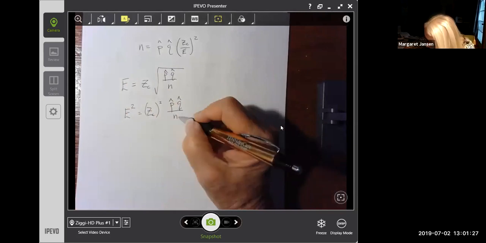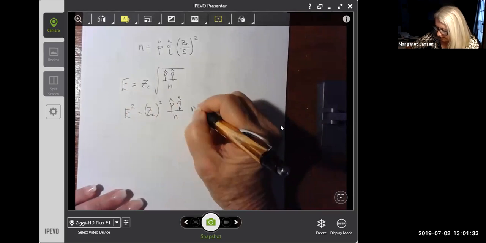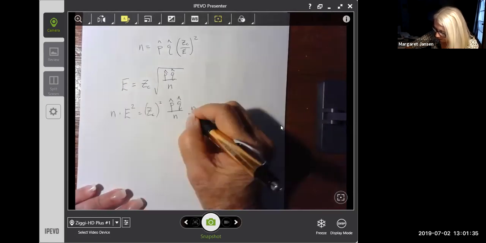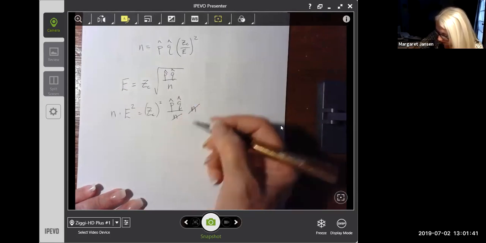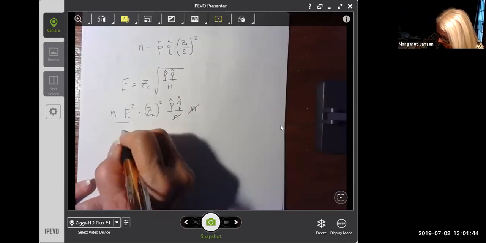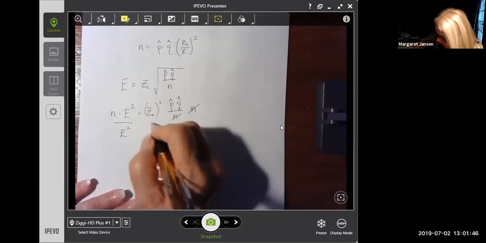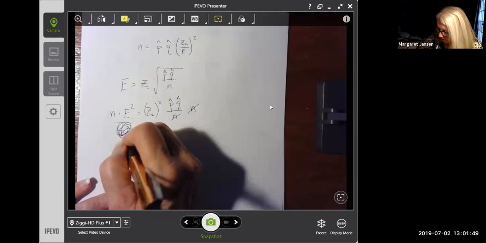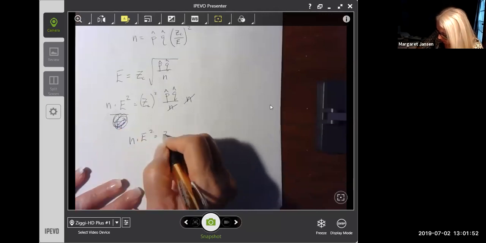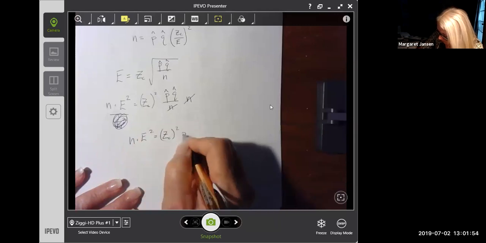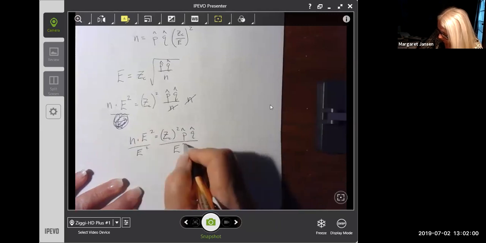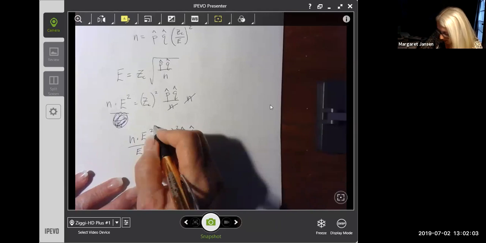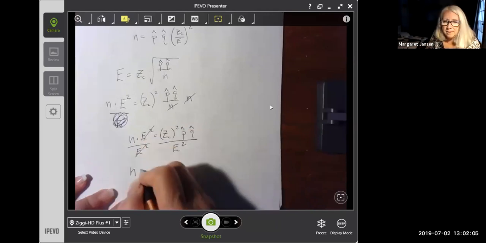Now, there's the thing I'm interested in, the size of the sample, okay? So now I'm going to multiply both sides by the size of the sample. And over here, it'll cancel, okay? Now, I'm going to divide both sides by the square of the margin of error. And again, on the left, it's going to cancel, just leaving me n, okay, which is what I want.